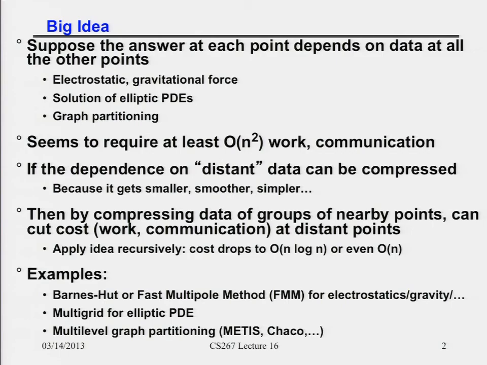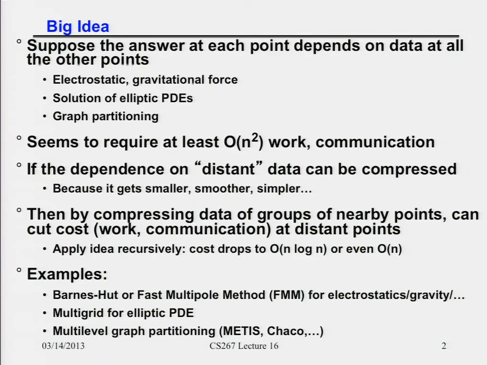The obvious algorithms for these things seem to require every particle interacting with every other particle. And that seems to be n squared work in communication. But a lot of these problems have the special property that the farther away the particles are, the simpler they get. Because the interaction gets smaller, inverse square law, or it gets smoother for some reason, I'll give an example of that, or in some sense it gets simpler. So the point is, if there are a bunch of particles far away, we can compress them by taking advantage of whatever that mathematical structure is that's making them simpler.